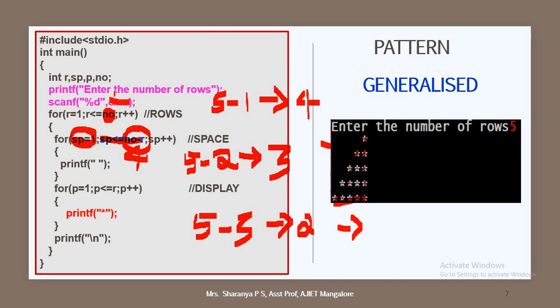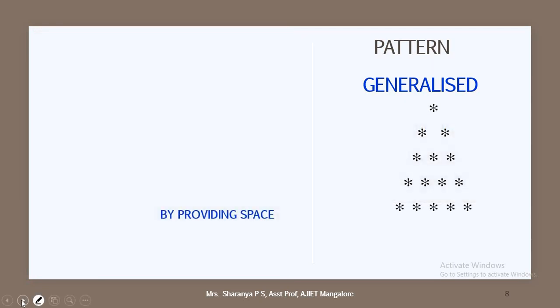Here the user will explicitly mention the number of rows. Then we fix the first for loop for the user given number. It should run till that, and then we will provide the space, and next we will display the actual content. Here the inner loop is connected with p less than or equal to r, because r will be 1 the first time, next it will be 2 times, 3 times, like that. In the same way the pattern needs to be displayed. This is how we can generalize the code.